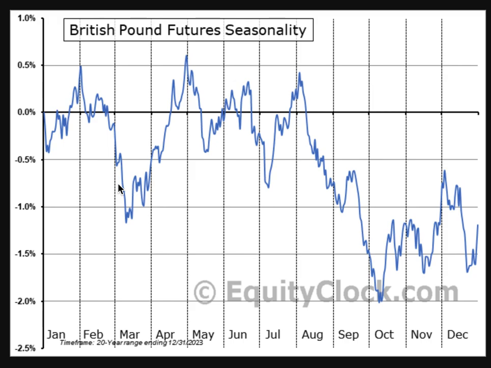And where I found the seasonal tendencies is charts.equityclock.com, or you just search seasonal tendency for British pound and you make sure it's not the Forex one. Make sure it's the futures chart you're looking at. If you can't find the futures chart, keep searching, you'll get it.